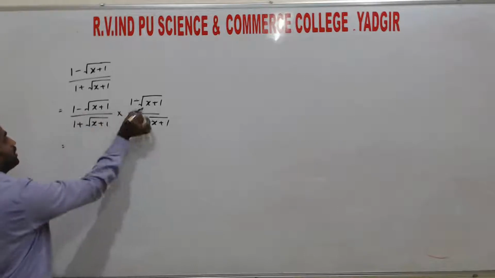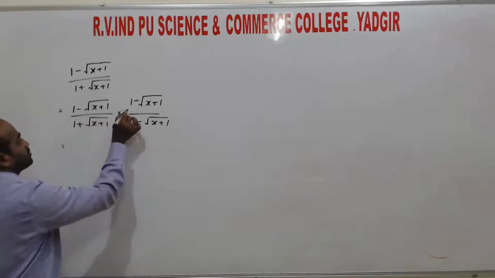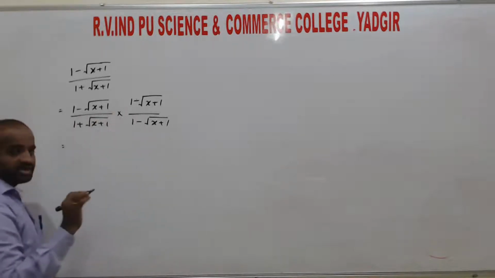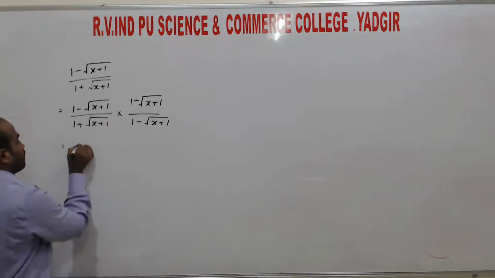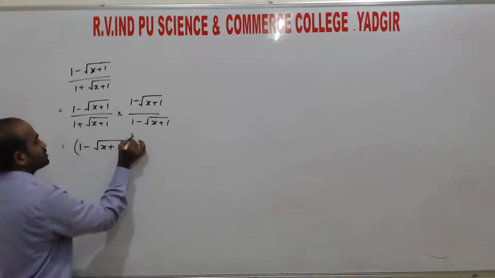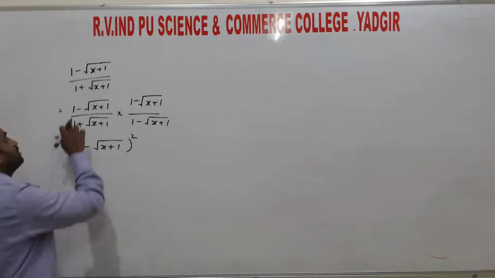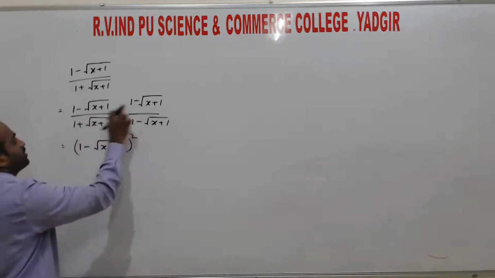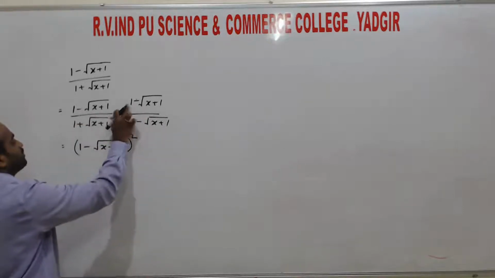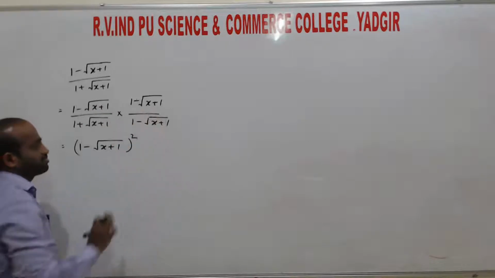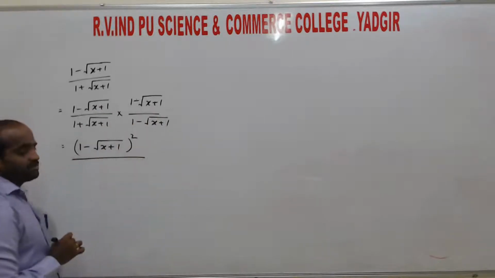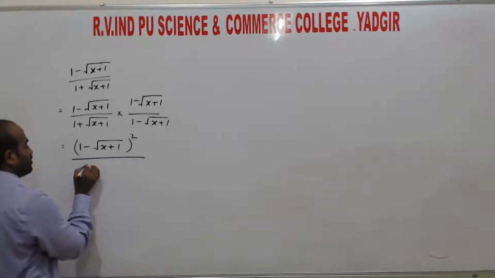Okay, into 1 minus root of x plus 1 into 1 minus root of x plus 1. That is a minus b into a minus b, the whole square: 1 minus root of x plus 1 whole square. Okay, in the denominator, 1 into 1 plus 1 minus root of x plus 1 into 1 plus root of x plus 1. The denominator is of the form a plus b into a minus b, a square minus b square.